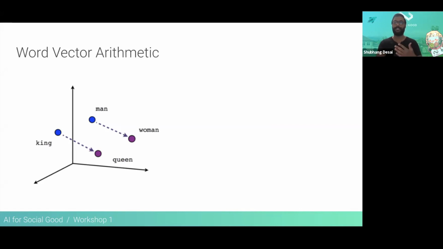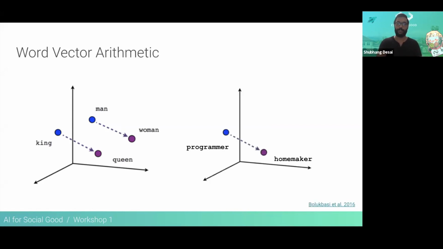However, this is a very not good analogy that we can draw, which is man is to woman as programmer is to homemaker. So this is incredibly sexist, and this was actually exhibited in the first version of Word2Vec, which is a really popular word vectorization model.